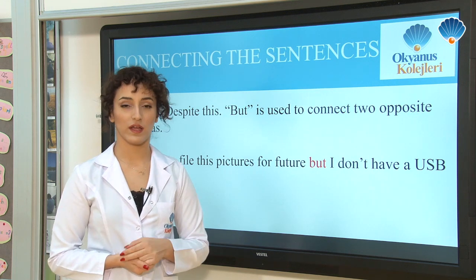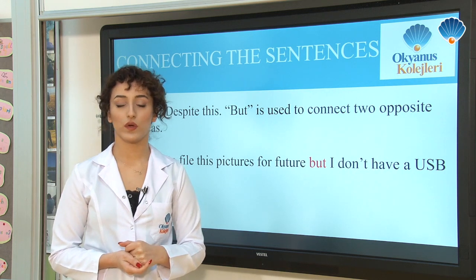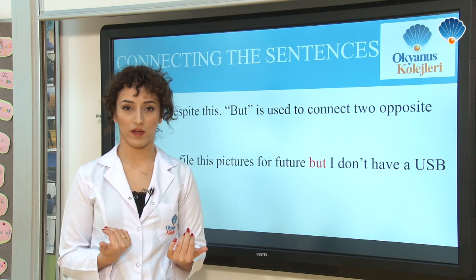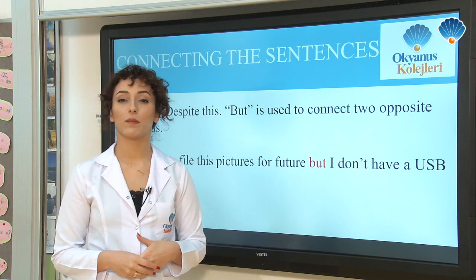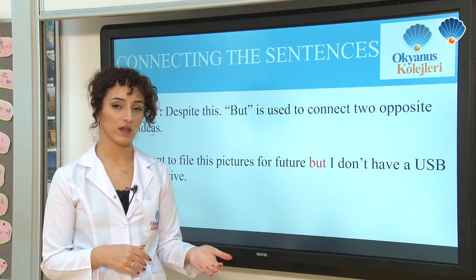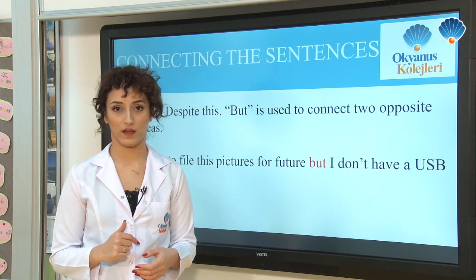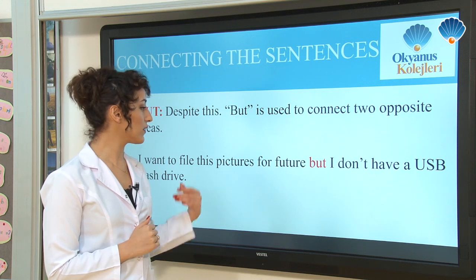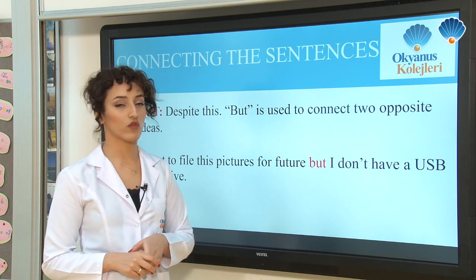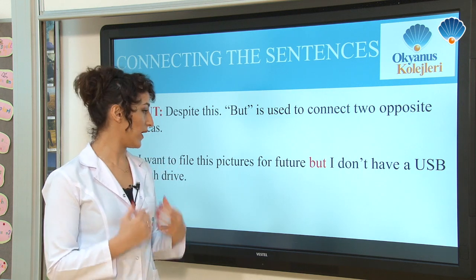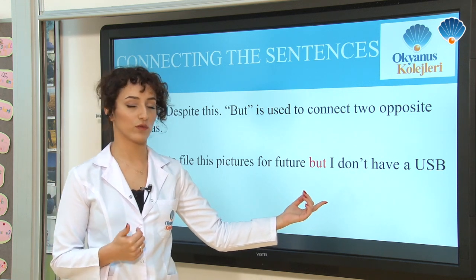Our second linker is "but". To use "but", firstly, I need to have two opposite ideas or two opposite statements. But means despite this. So despite something, you do something. There are two different, contrary ideas. I want to file these pictures for the future, but I don't have a USB flash drive.